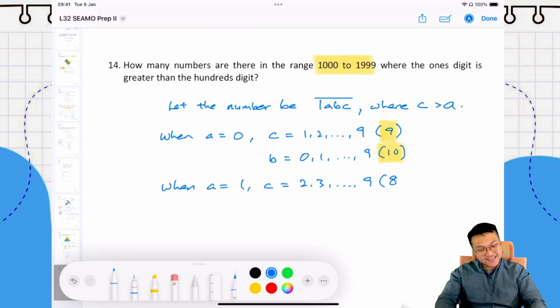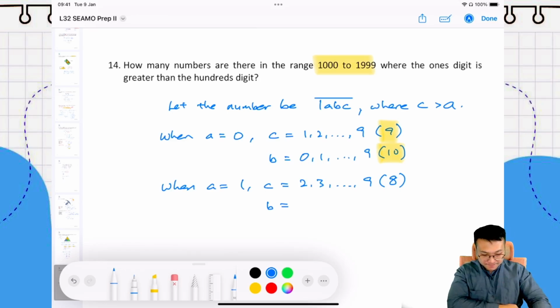8. What about B? Can B be anything? Yes. It still can be anything. So how many options are there? 10. So what's the total number of numbers here? 18. Very good. So you notice that there's 90, then there's 80, right?